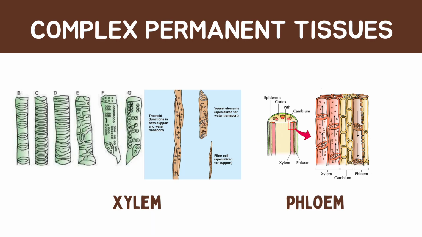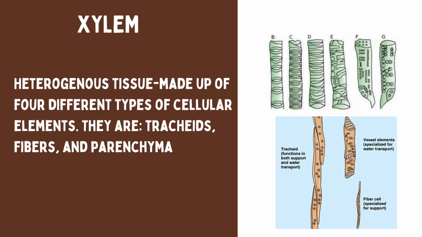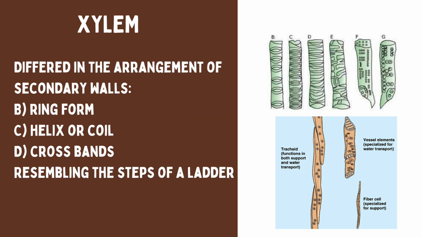The complex permanent tissues. The complex permanent tissues have two types, the xylem and the phloem. Xylem is also known as heterogeneous tissue. It is made up of three different types of cellular elements. They are tracheids, fibers, and parenchyma. Xylem differed in the arrangement of secondary walls.